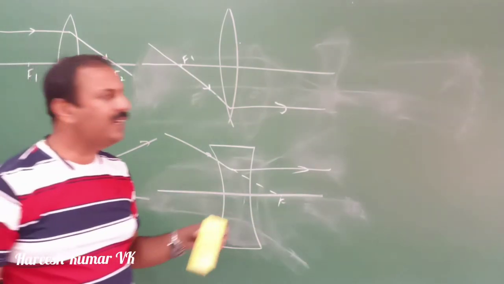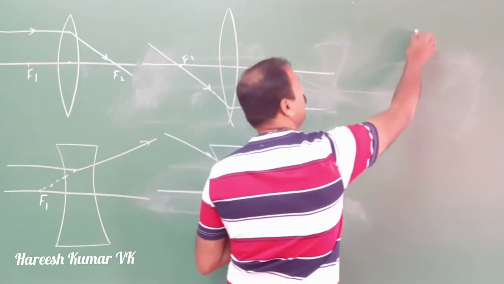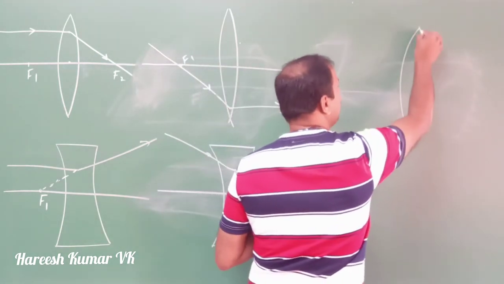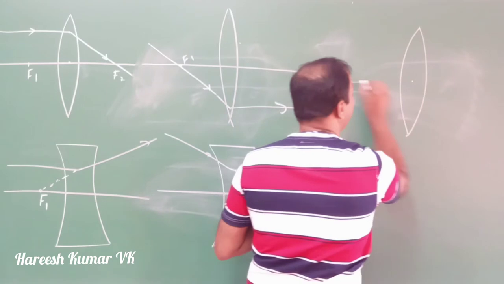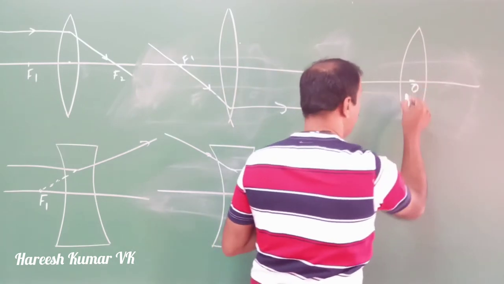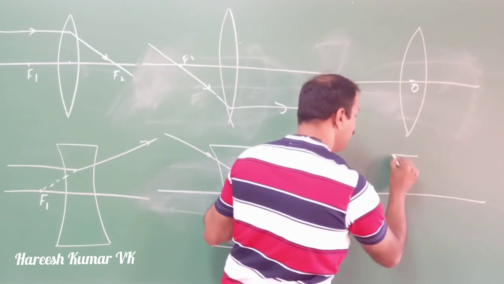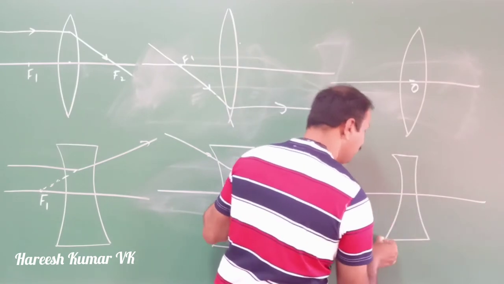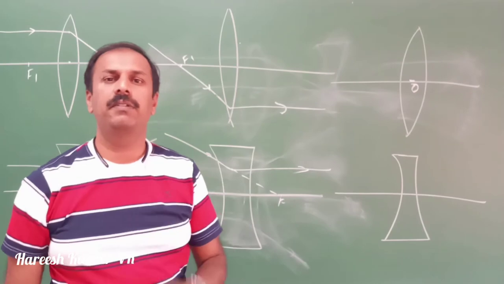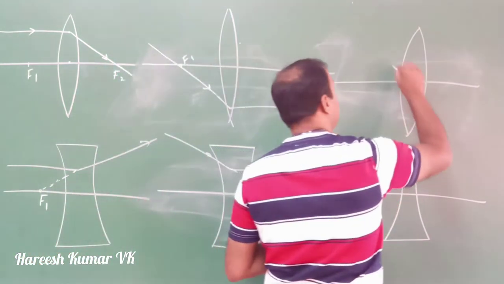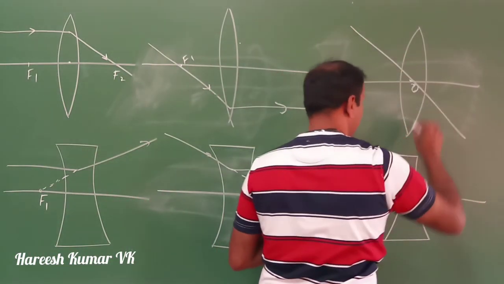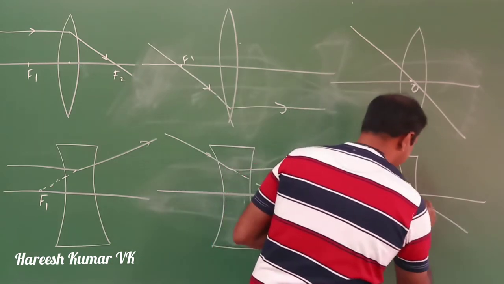And naturally the third type is very simple. The ray which is passing through the optic center, this center point is called the optic center. The ray which is passing through the optic center, what will happen? It will go undeviated. It will go straight like this, undeviated.